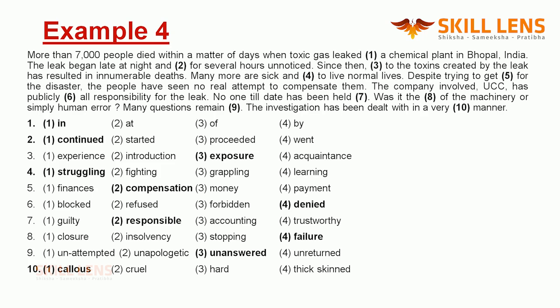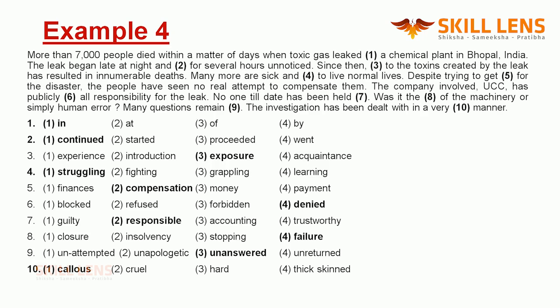This is talking about the Bhopal gas tragedy that happened in our country. Right? So, more than 7,000 people died within a matter of days when toxic gas leaked dash a chemical plant in Bhopal, India. Okay, so in, at, of, by are the options given to us. The most appropriate one will be in, right? You have to choose a preposition for blank one. We are talking about a gas leak in a chemical plant, the place in which it happened. So the preposition must be in.